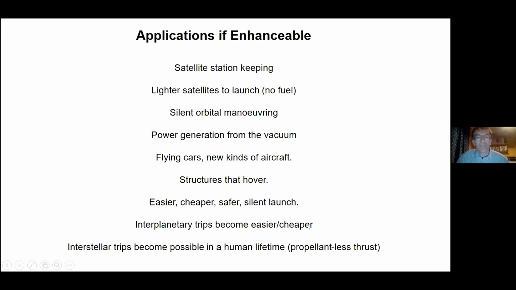Obviously, launch, and interplanetary trips will become easier and cheaper. And it also makes interstellar travel possible in a human lifetime for the first time. Because in order to get to, say, the nearest star, Proxima Centauri, you have to get near the speed of light. And to do that, you have to carry so much fuel that you need to carry a minor planet with you. So this makes it very difficult. But this kind of propulsion will be propellantless, and so you will be able to do that. You'll be able to get close to the speed of light.